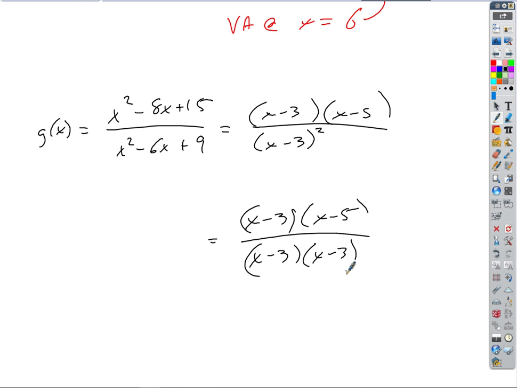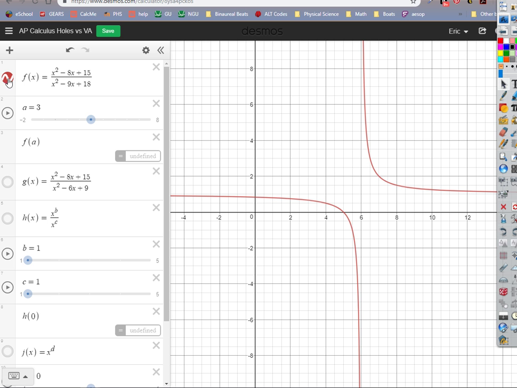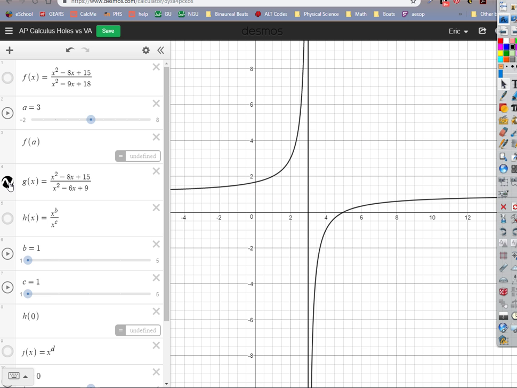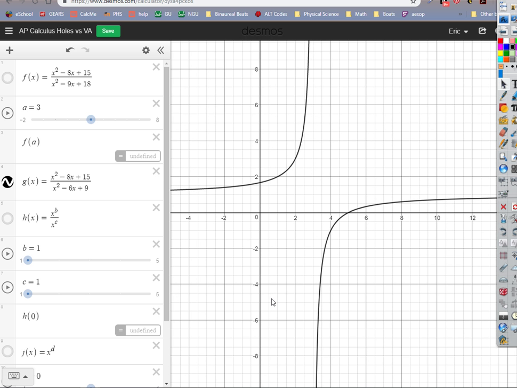I'll prove it to you. If you got rid of the hole, it'd still be an asymptote. So if we grab that, that's just this one right here, right? It's undefined in two different ways. So there's the function, vertical asymptote at 3 and no holes. Okay? Why? Can anybody justify that?